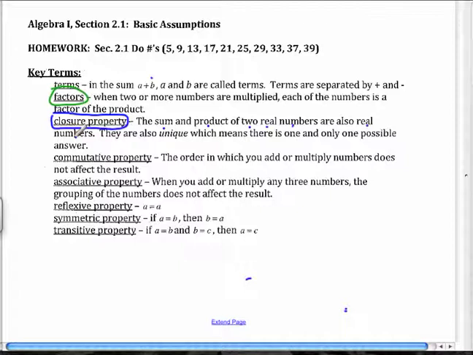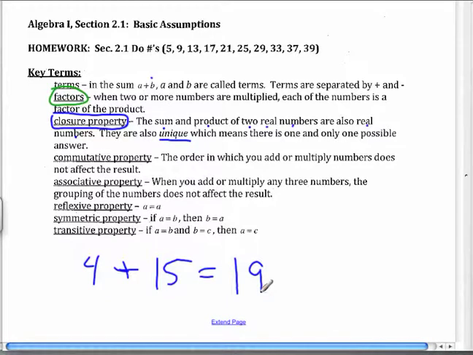All right? Now, this is the interesting part. They are also unique, which means there is one and only one possible answer. So when I add a real number plus, I don't know, let's just say 15, the answer to this, the evaluation of this, has to be a real number, and it can only be one number. It has to be 19. It can't be 18. It can't be 20. It can't be 17. All right? It has a unique answer or a unique sum. Same thing with multiplication. All right?